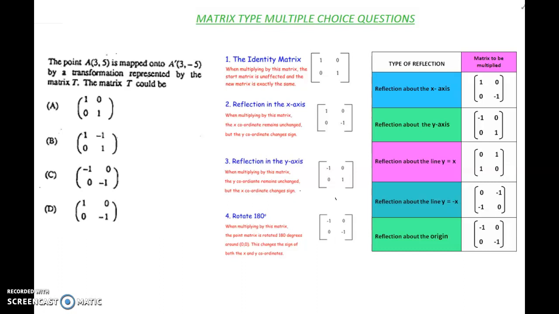So from our notes, that clearly tells us that it is this one here, right? Reflection in the x-axis, where the x-coordinate remains unchanged and the y-coordinate changes sign. And that will be in our answers. D is our answer, right? So very simple. Pause and look at the notes if you need to. They're very handy notes to remember. And this is one particular multiple choice type question with matrices and transformations.